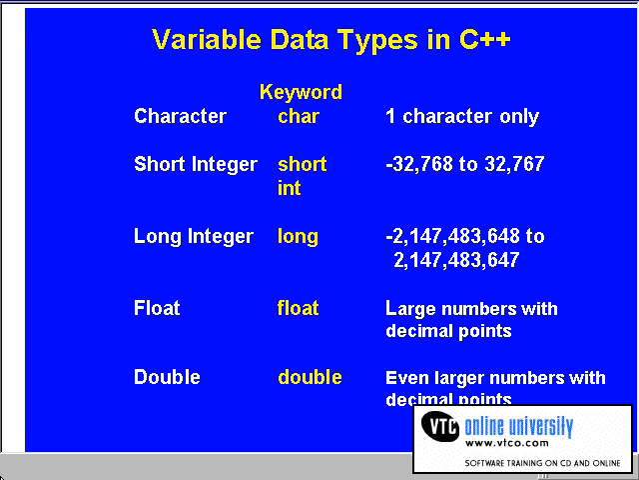There are two different classifications of integers. The short integer, which uses the keyword short or int, I-N-T, can store numbers between negative 32,768 and positive 32,767. The long integer, which uses the keyword long, can store much larger numbers. But in both cases, the only thing you can store in these variables are whole numbers, that is, no decimal places. If your application requires numbers with decimal points, then you should use either float or double, float being the keyword and double being the keyword, respectively.